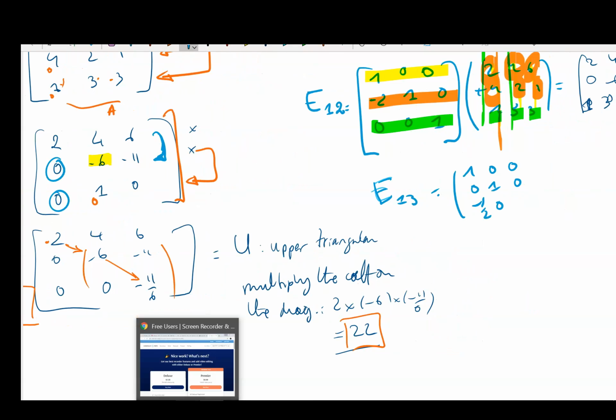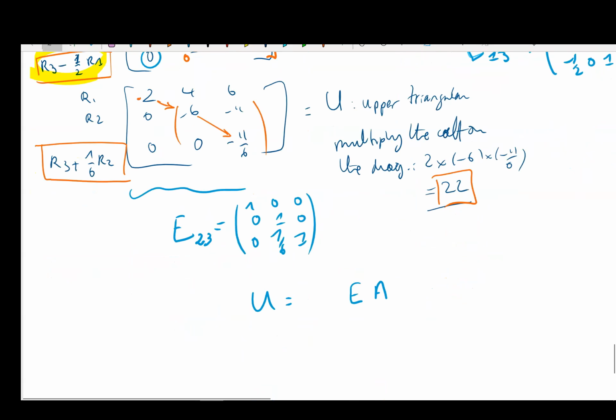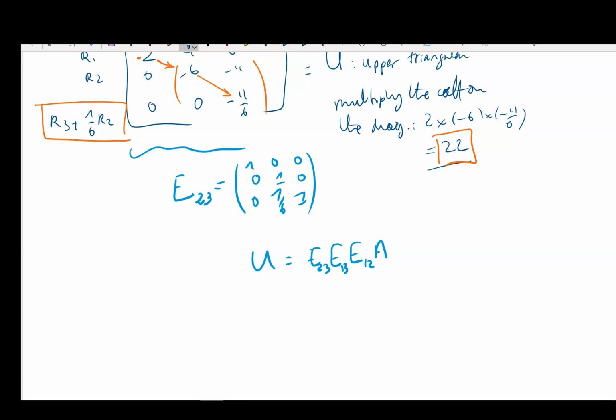Okay, so what do we have? What's the relation? I've got that my matrix U, my upper triangular matrix, is actually the result of A that I have multiplied first by E12, then by E13, and finally by E23. Okay, so I've got those 3 matrices that are performing my elimination. That's where the E letter comes from. Okay, these are elimination matrices.